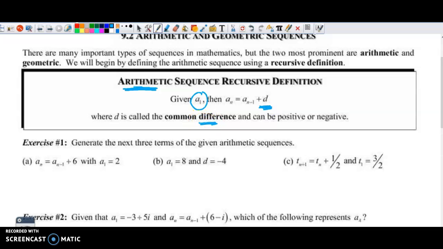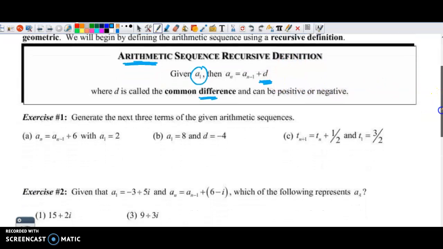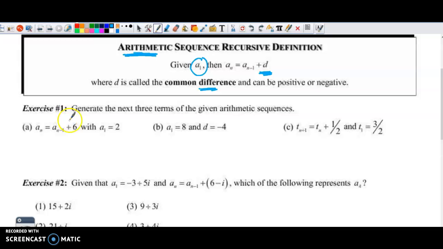That's what the D stands for. Notice it can be positive or negative. If we have a negative D value, it just means we're going down in value. And we can see that in the very first example. Now 1A, they tell you that the first term is 2.